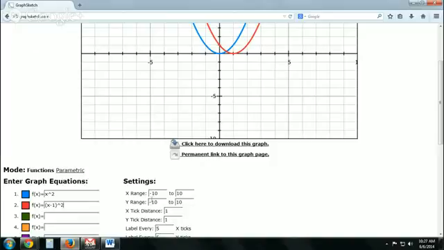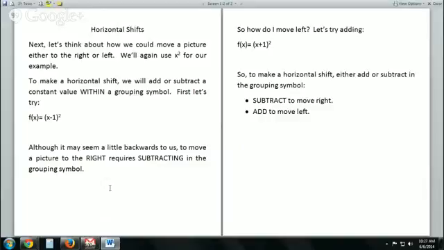So even though it seems a little bit backwards, having that -1 in the parentheses actually moves the picture to the right. If we want to shift a picture to the right, we subtract within the grouping symbols, even though that might seem a little backwards to us. So then, how do you think we would move to the left? Let's try adding and see if that'll do it. So now, I'll do +1 within the grouping symbols and see if that moves us to the left.